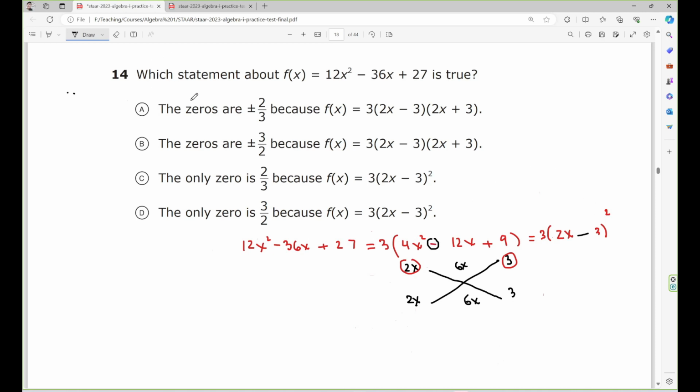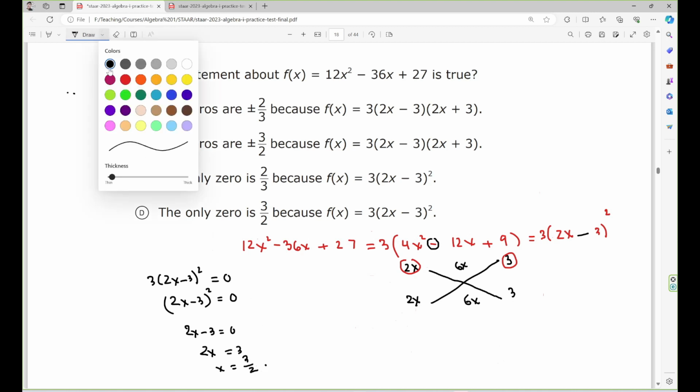Alright. Now, we need to find the zeros, which means you let this one equal 0. So I have 3 times (2x minus 3) squared equals 0. I divide both sides by 3, so I have (2x minus 3) squared equals 0. And then this squared equals 0, so I only need this to equal 0. And then solve the two-step equation. So it can be 2x equals 3, x equals 3 halves.